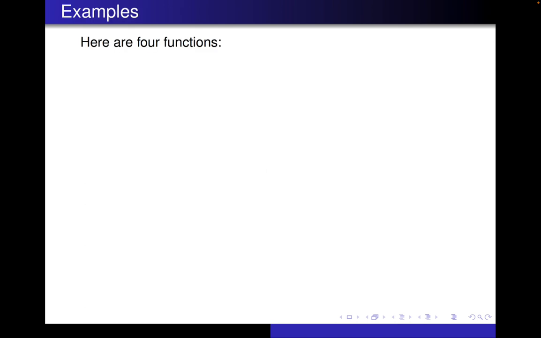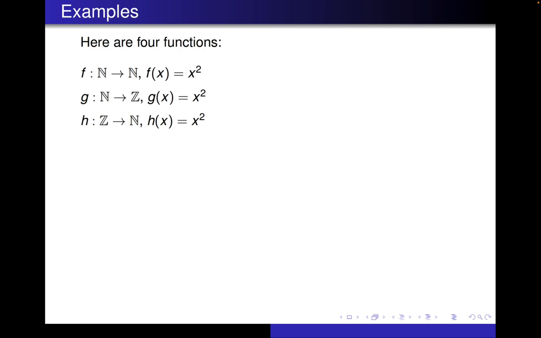All right, so here are four functions for you to think about. So I have f going from the natural numbers to the natural numbers given by f of x equals x squared. We have g, which is exactly the same, except it's from the natural numbers to the integers. We have h, which is exactly the same, except it's from the integers to the natural numbers. And we have k, which is exactly the same, except it's from the integers to the integers. And the question you might ask is, which of these functions are equal?